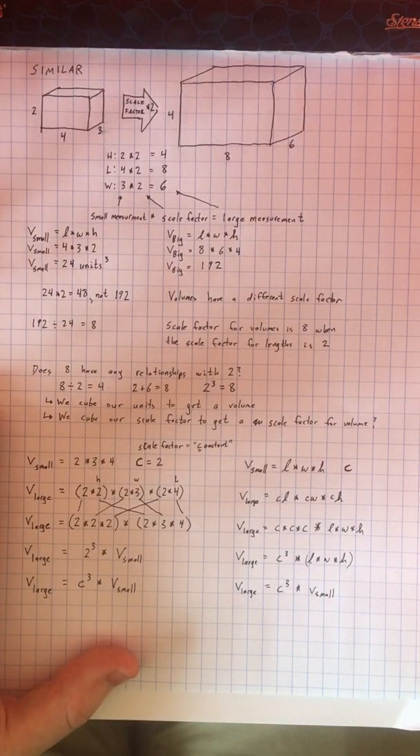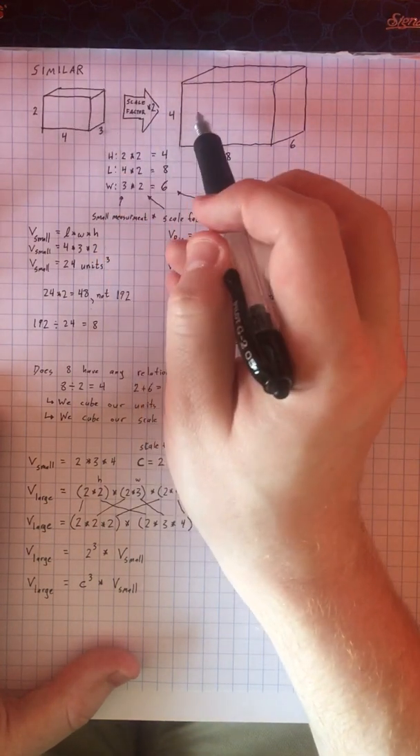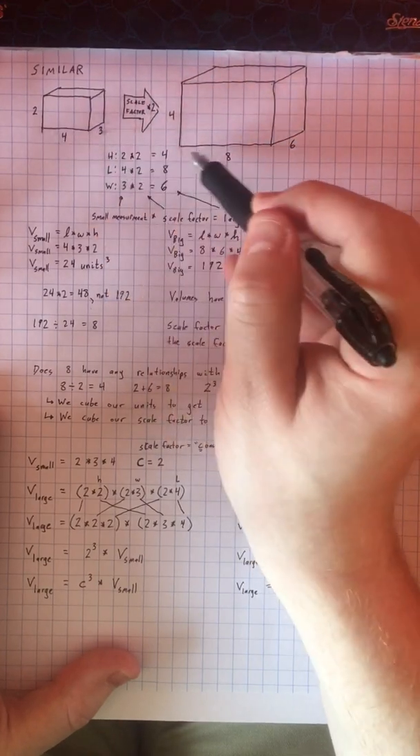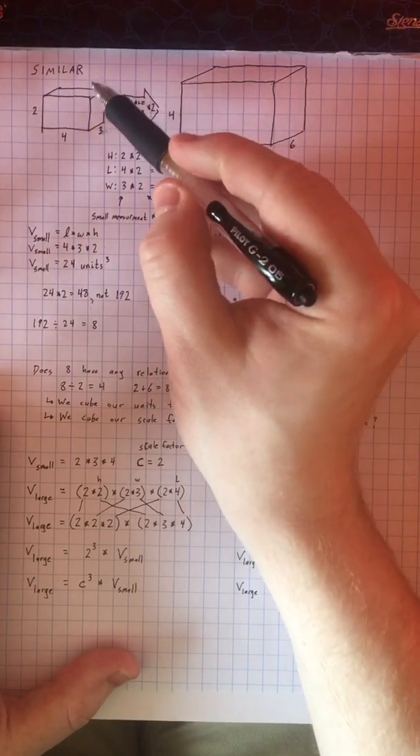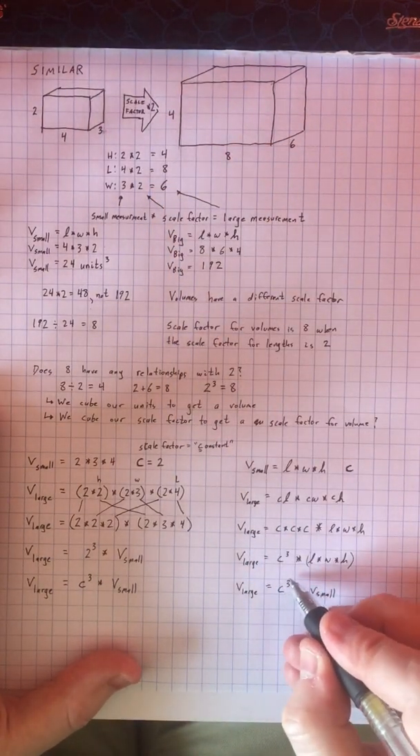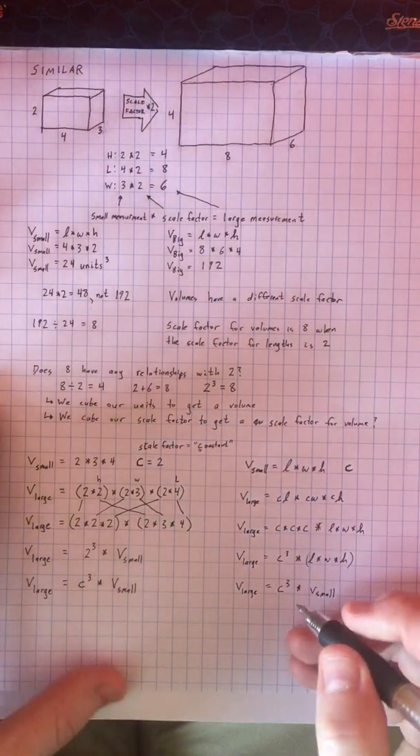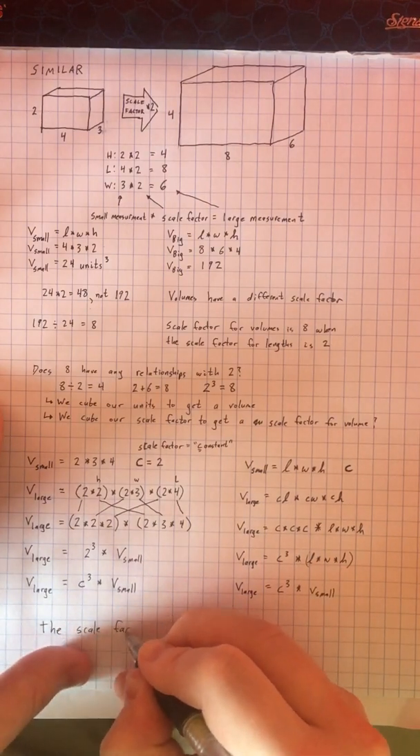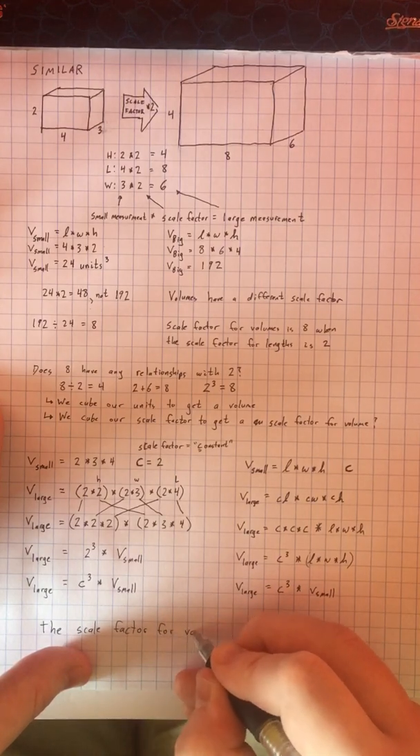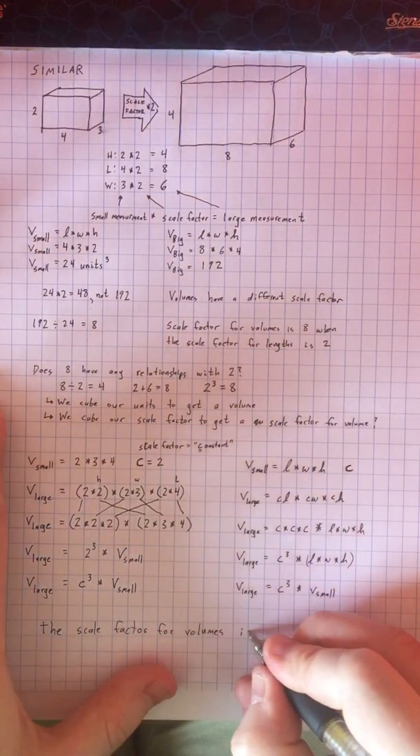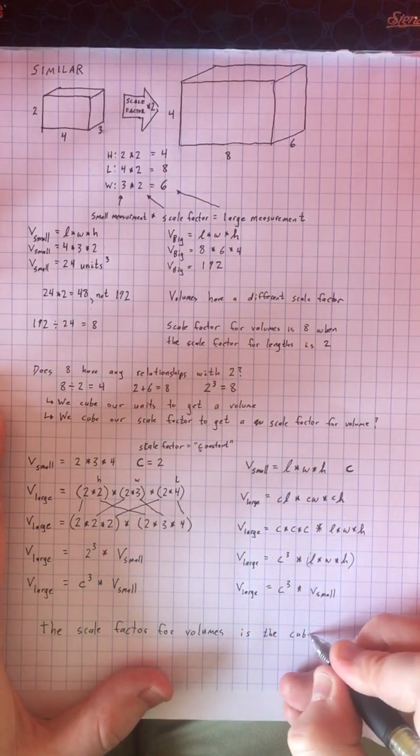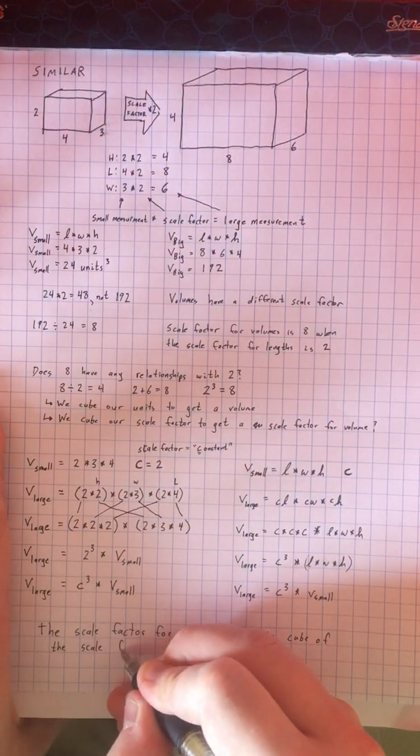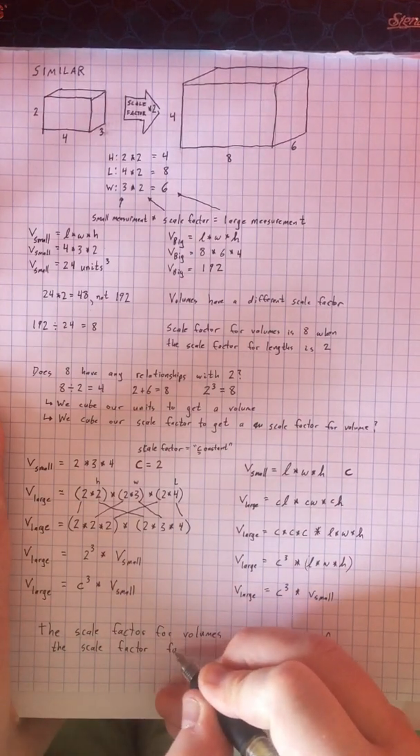So our big takeaway, if we are scaling up similarly sized or similar objects will have a scale factor that relates their linear dimensions to each other, anything you can measure with a ruler. But their volume is going to have a scale factor that is the cube of that linear scale factor. So the scale factor for volumes is the cube of the scale factor for lengths.